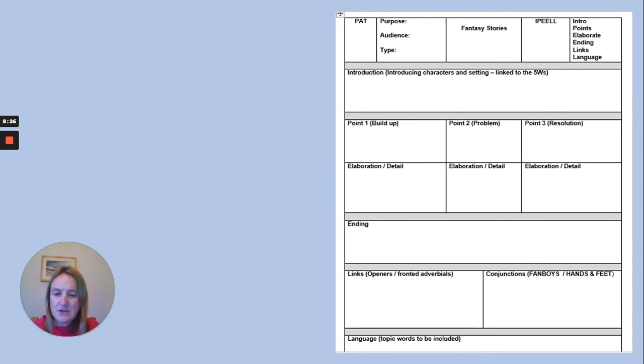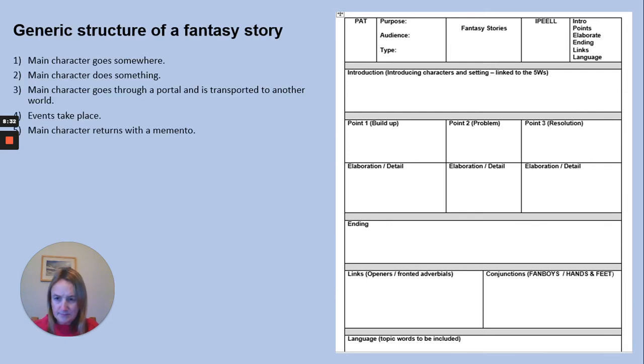So when you planned your cold task, I said you might want to use the IPL frame, and I know some of you did. But we can now start to think about, how does that generic structure sit alongside my IPL grid? Stories have that build-up, problem, resolution and ending, but how am I going to fit those 5 elements? And I want us to think of it like this.